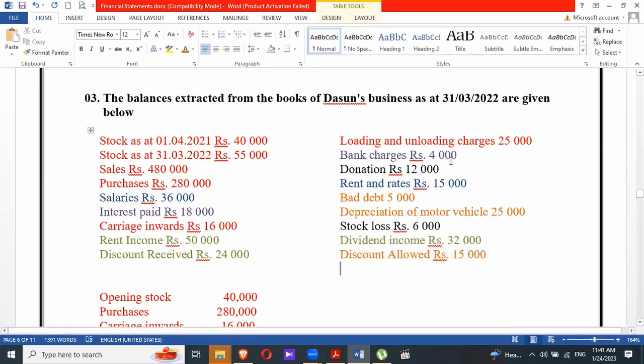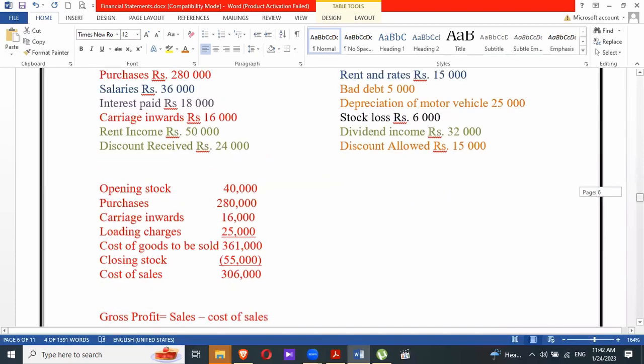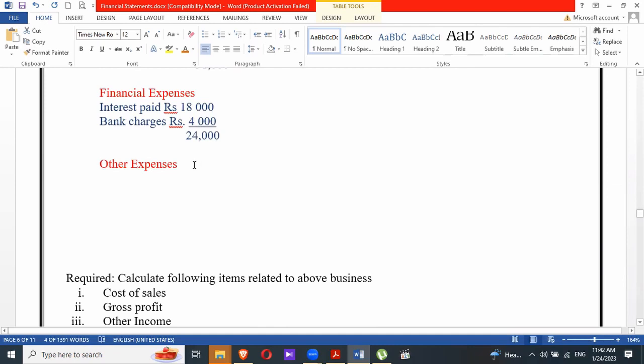Only two remains in black color. All the other things we have already taken to calculate the previous headings. I mean the cost of sales, other income, distribution expense, administration expense, and financial expense. So another two here, donation and stock loss. These things come under other expenses. So donation 12,000, stock loss 6,000 comes under other expenses.